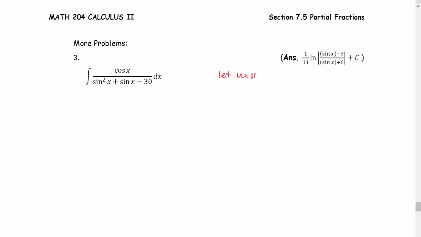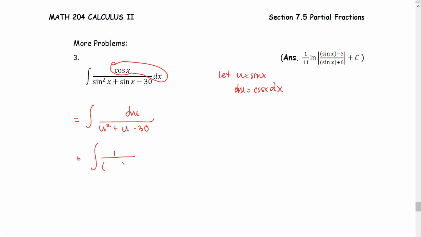Let u be sine x. The differential du is cosine x dx. We place it into the integral: cosine x dx is du, divided by u squared plus u minus 30. Now we have a rational integrand, which is 1 over, factoring completely, u minus 5 times u plus 6, with respect to u.